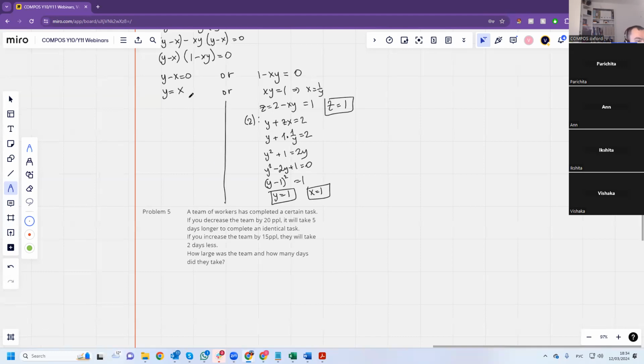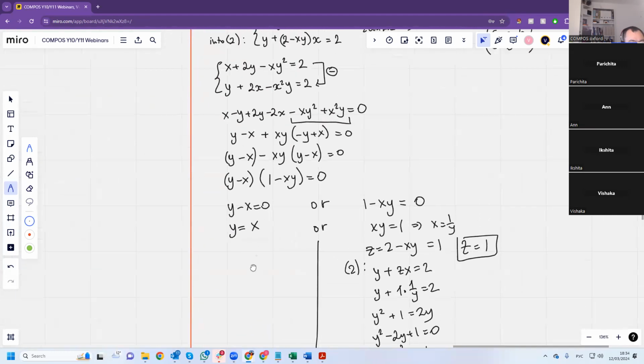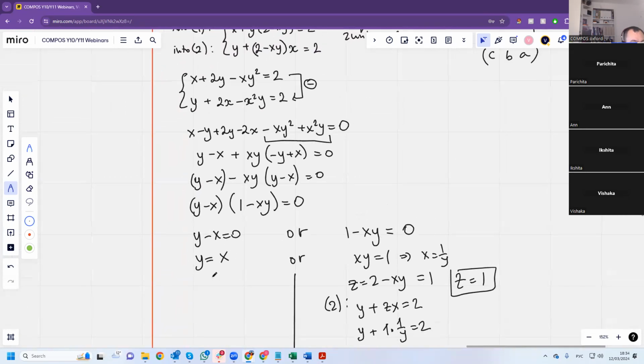What about this one? Well, y is equal to x. Okay, we sub that in.